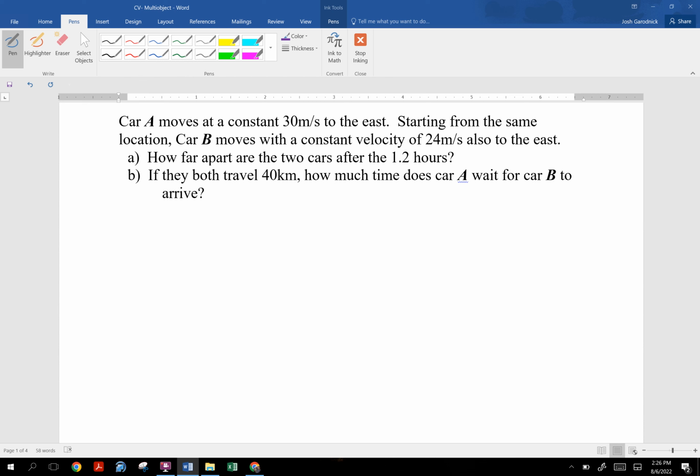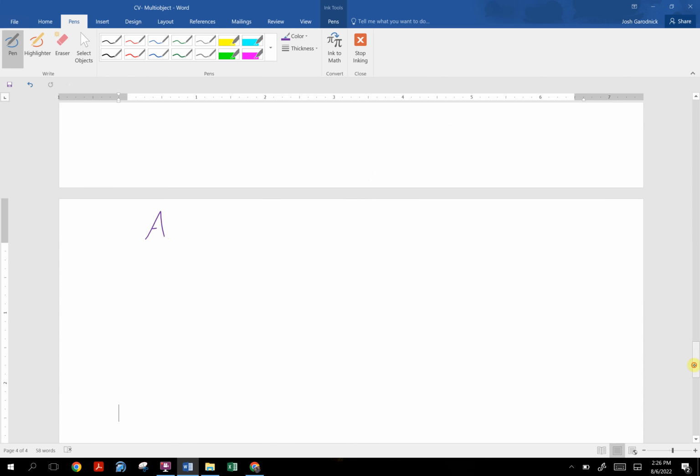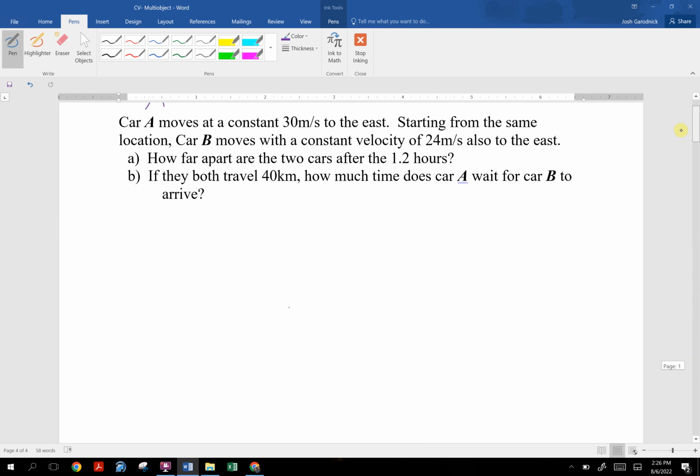One is, how far apart are they after they travel for the same amount of time? And the other question is, if they travel the same distance, what's the difference in times it takes to go that distance? So first thing I would do is realize that it's a two object problem where the objects are moving at constant velocity, and I'd get organized. I would list my variables for each.